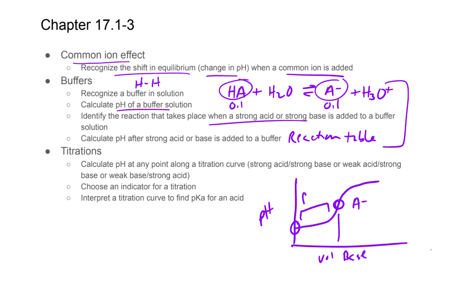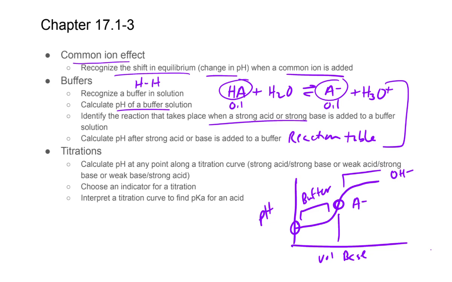Between those points, we have our buffer region. And you can use the Henderson-Hasselbalch equation in here, but you will need to figure out moles of acid, moles of conjugate base, then their concentrations in order to be able to use the Henderson-Hasselbalch. And then our last point is, after the equivalence point, we have excess strong base, OH minus. And so the pH is going to be strictly dependent on the concentration of excess hydroxide.